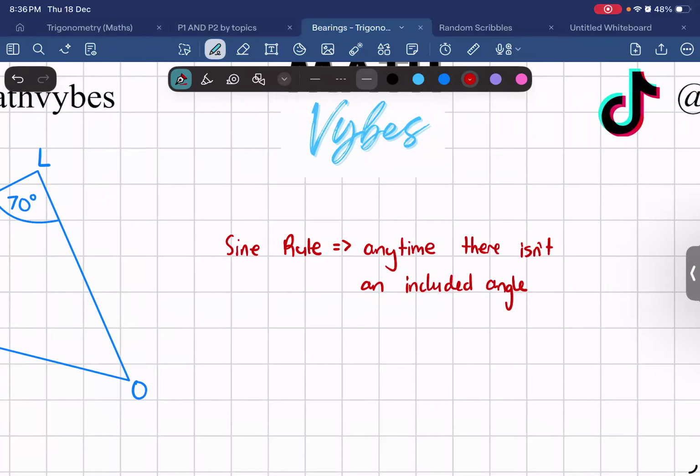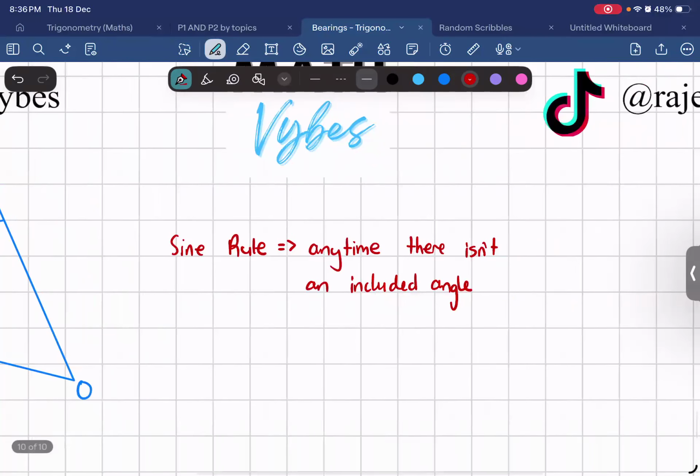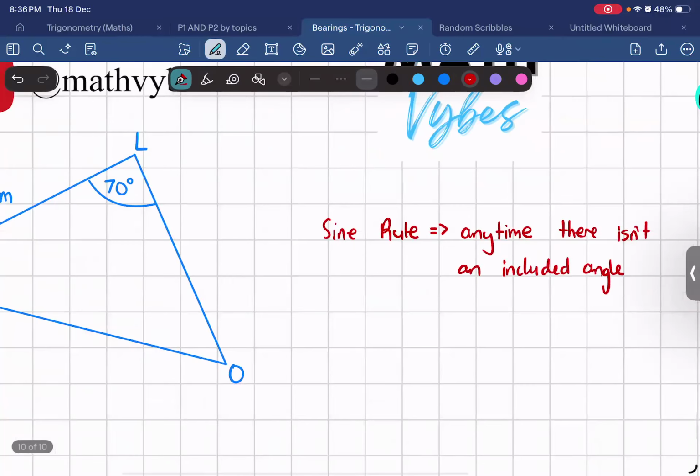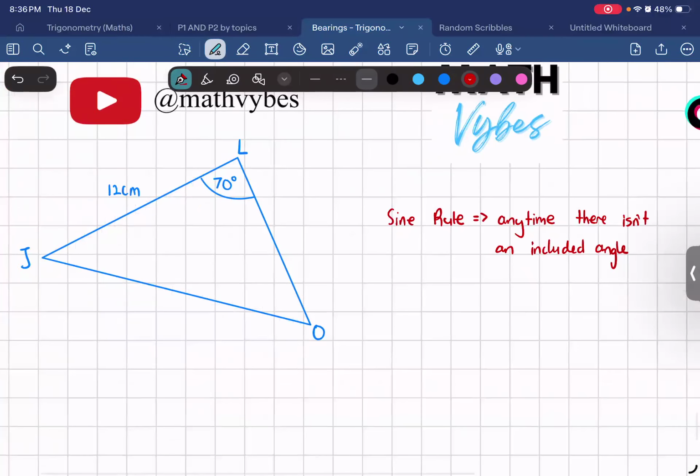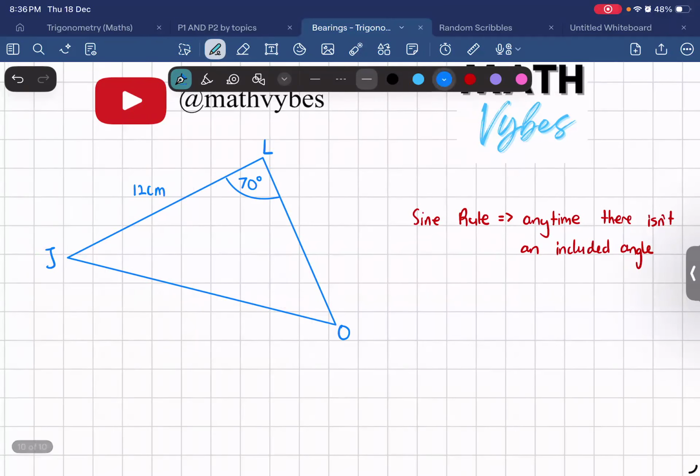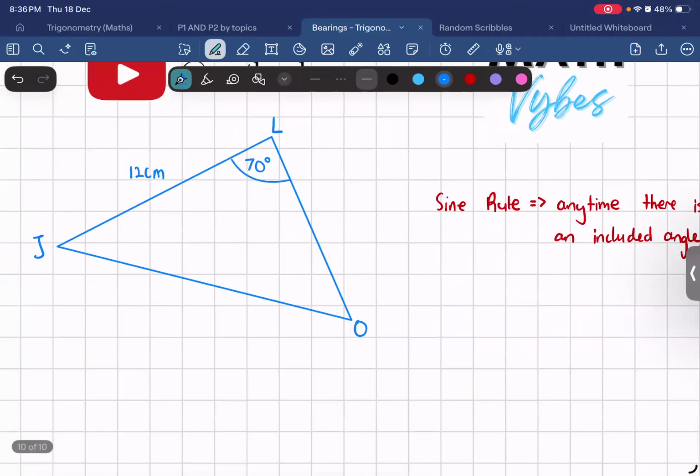So Adika, the sine rule, you're going to use that anytime there isn't an included angle. So in this example, I don't want you to even think about an included angle. Adika, give me another piece of information. For JO, it could be 14. Okay, 14. Remember yesterday, I think it was 18 and 19.